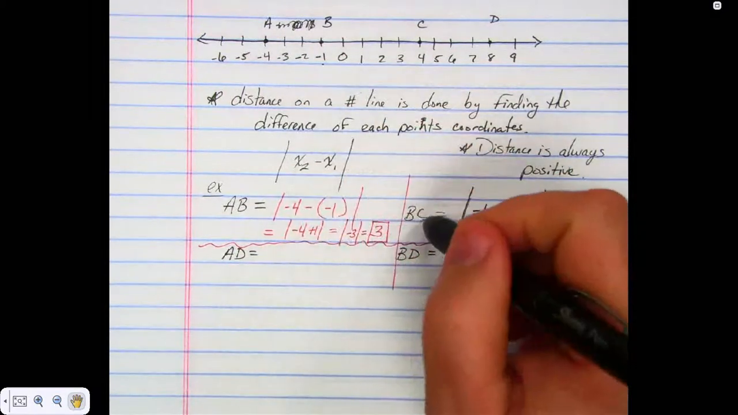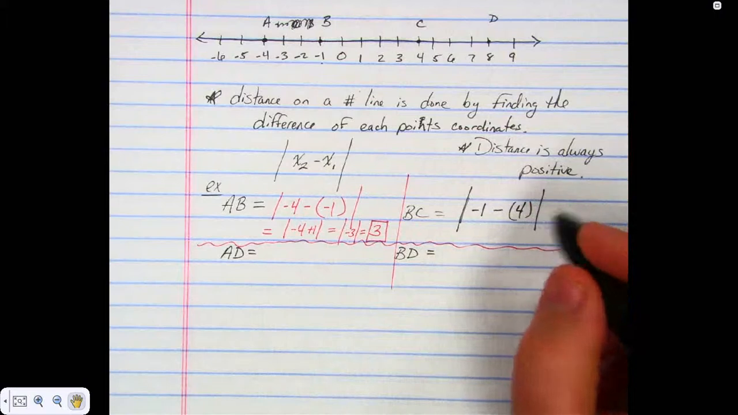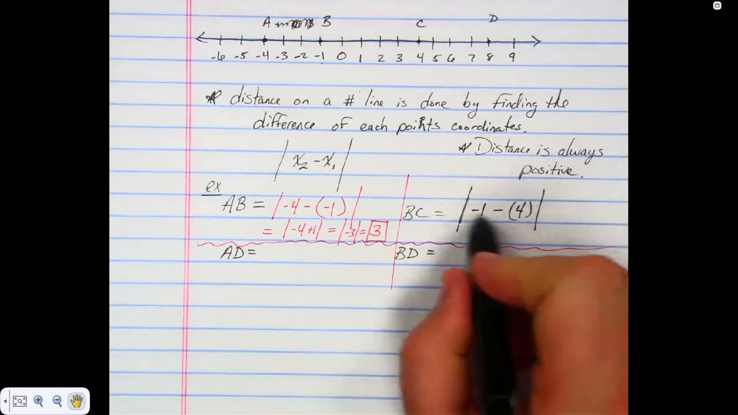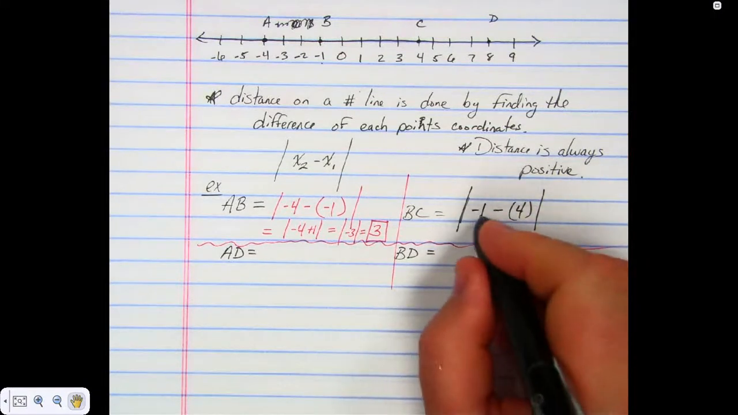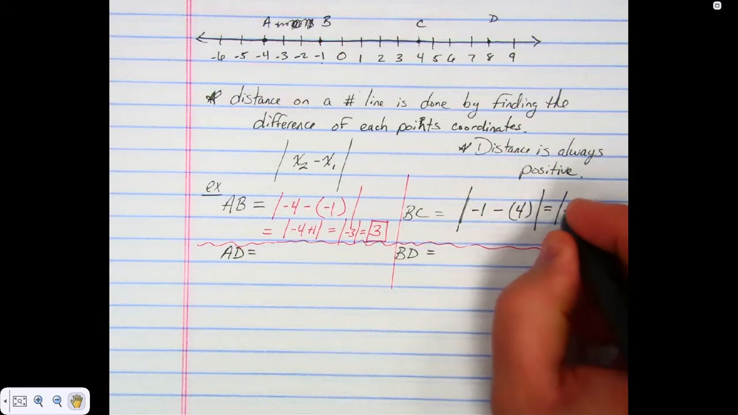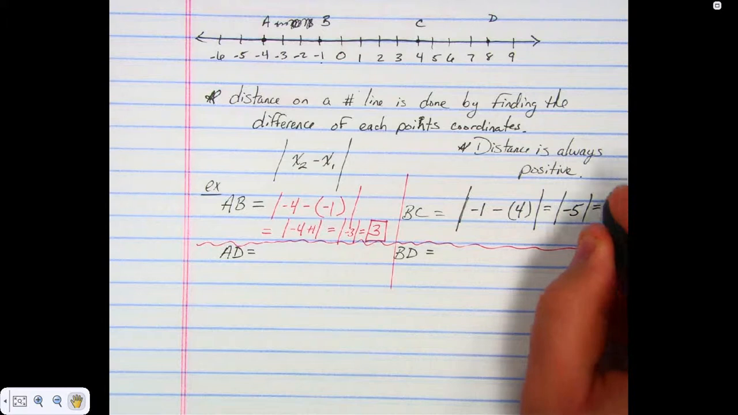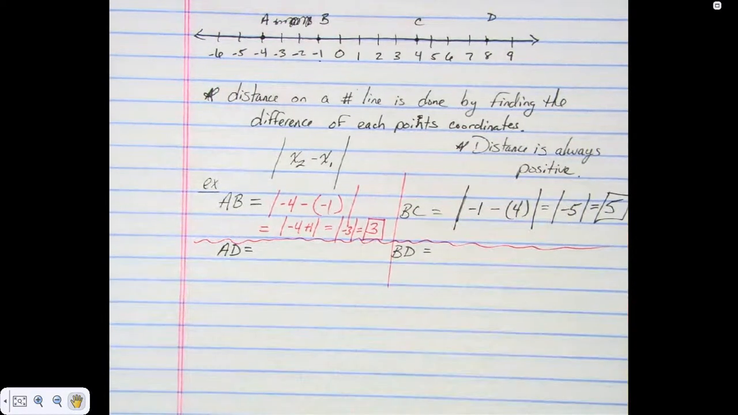Then I look up here and I say, what's C's coordinate? 4. Now, look here, they're the same sign. -1 here plus basically a -4 here leaves me how many negatives? 5 negatives. Absolute value of -5 is? So the answer is? 5.